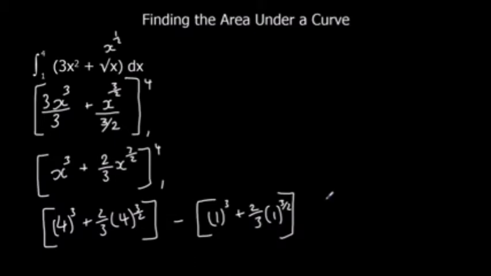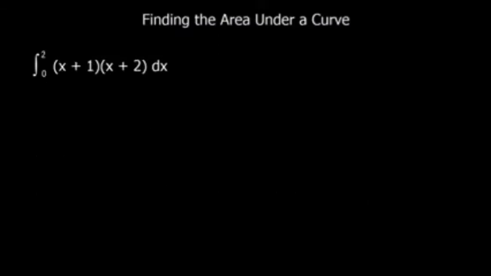So if we simplify what we have in each of the brackets, it's going to give us our final answer, which I believe everyone can do in this class, isn't it? So our final answer is 202 over 3 units squared. Now let's look at this very one.